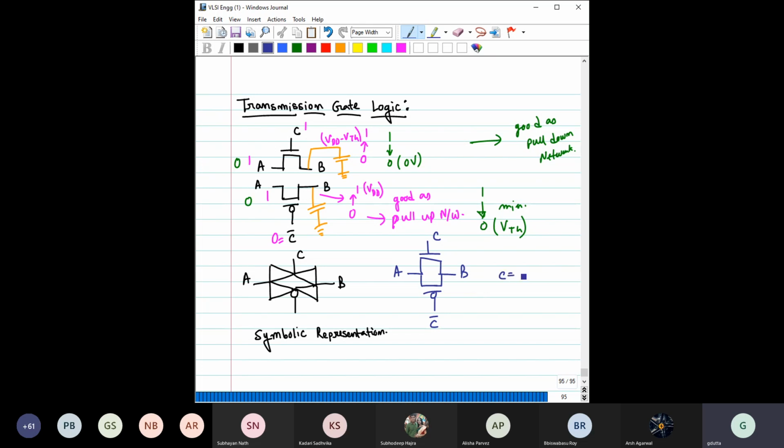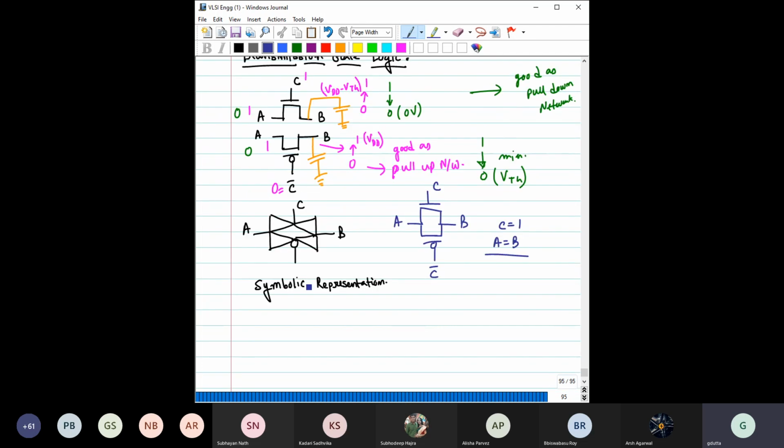See, when C is equal to 1, A is equal to B, right? When this transistor is on, this transistor is on, it can transmit from one to the other. That's why it is called transmission gate. And the symbolic representation is like this.